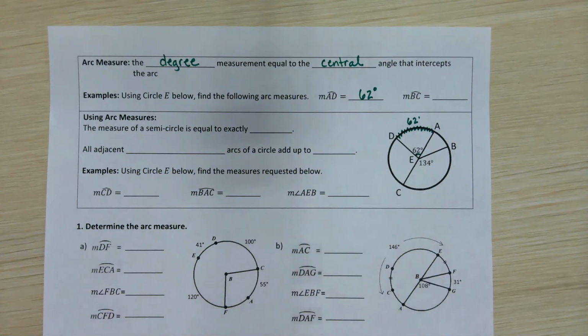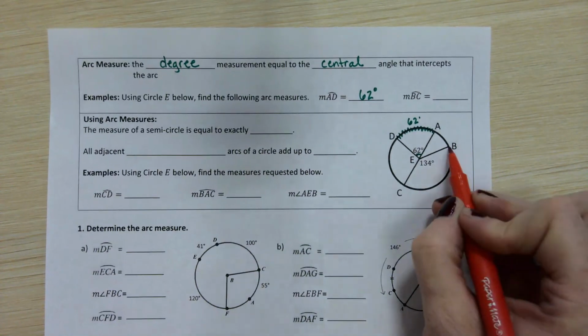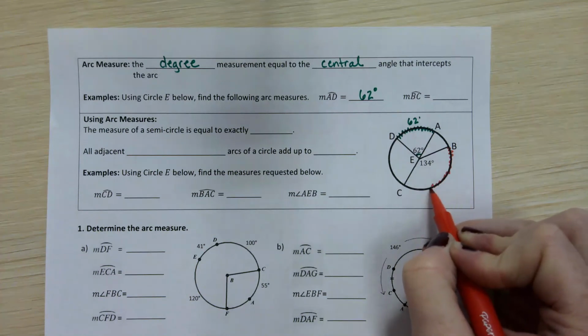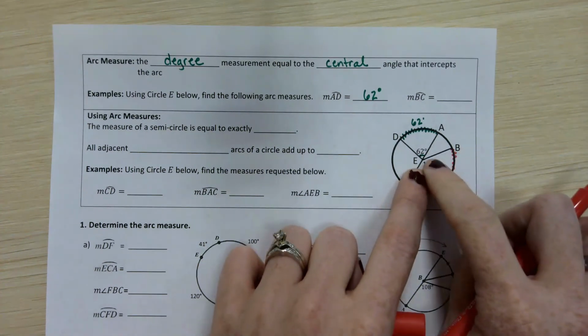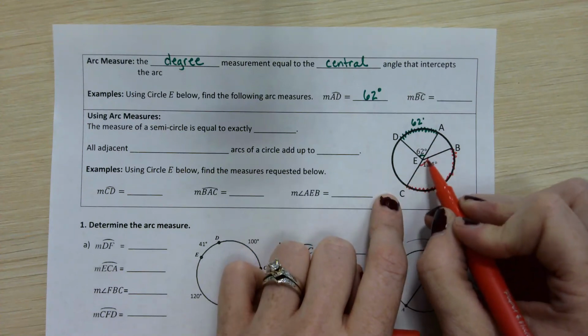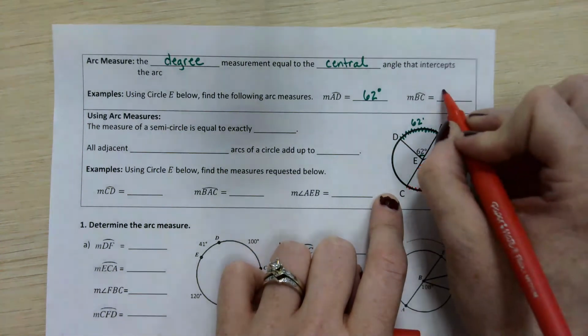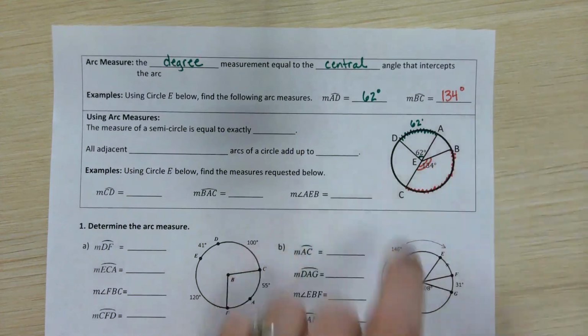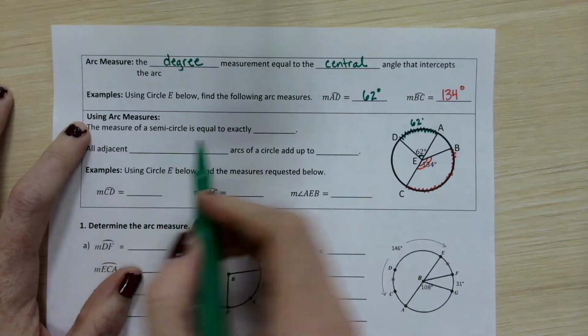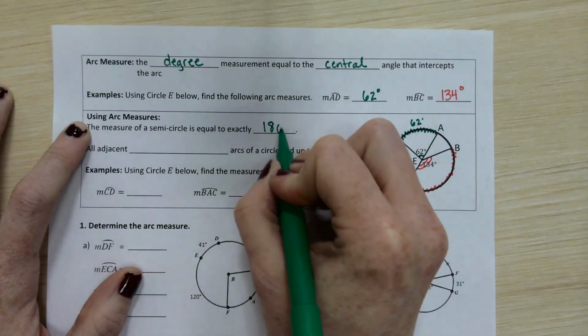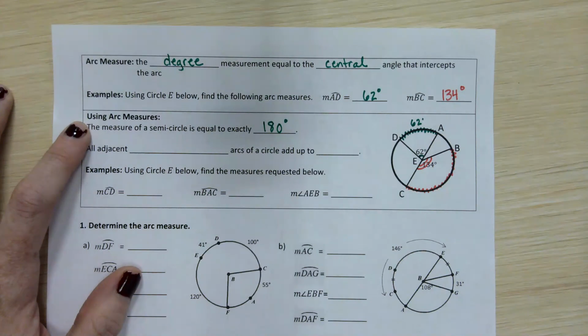If I wanted arc BC instead, we're going to go between B and C, making sure it's less than a semicircle. Follow that back to the central angle attached. That angle there is 134, so the measure of arc BC is 134. If we're focused on the measure of a semicircle, since it's half a circle, that'll be exactly 180, half of 360.